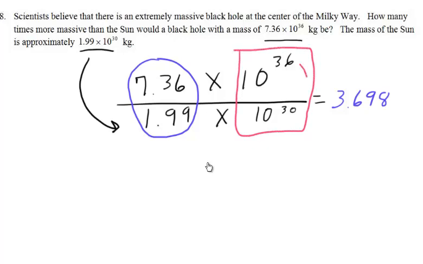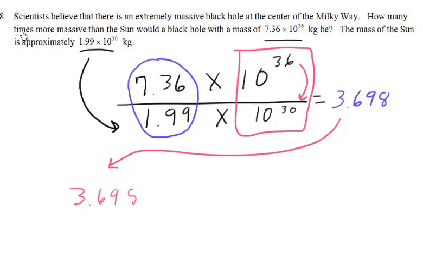36 minus 30. That's going to give me my answer of 3.698 times 10 to the, 36 minus 30 is 6th power. And we could have actually rounded this whole thing to 3.7 depending on where we were looking to round to, if the rules told us what we're supposed to do. But there you go.